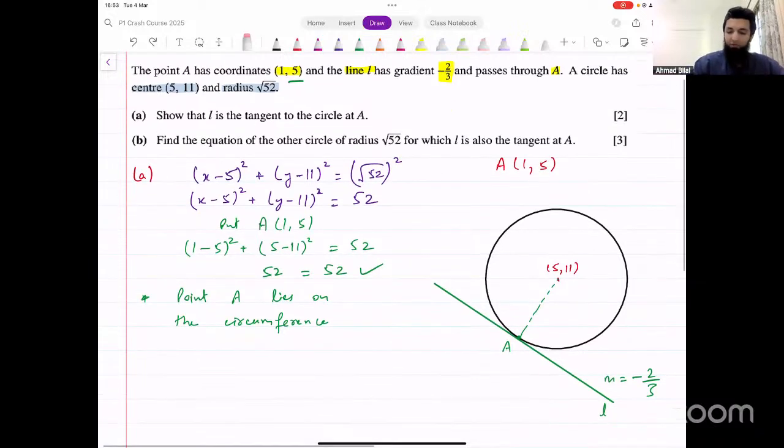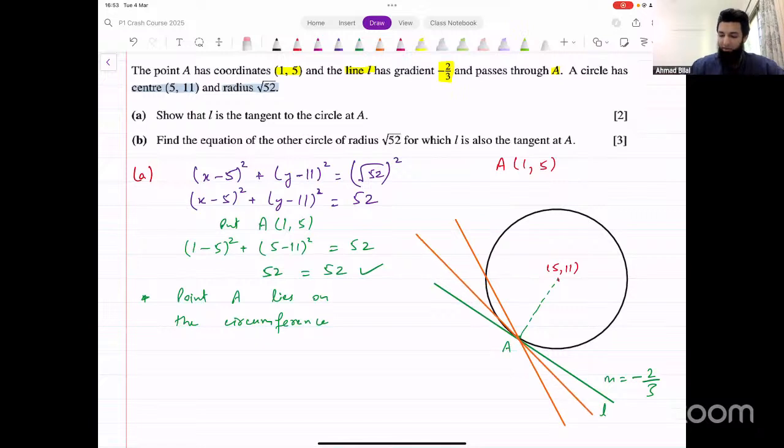Now from the point A, you can have many different lines passing. You can have a line passing through A like this. You can have another negative gradient line passing like this. All of these lines are not tangents. When would the line L be a tangent? It would be a tangent if its gradient is the negative reciprocal of the gradient of the radius.